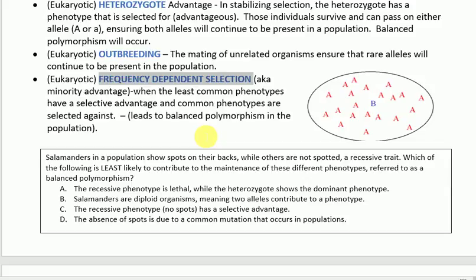So to end it, let's do one more question. Salamanders in a population show spots on their backs while others are not spotted, which is a recessive trait. Which of the following is least likely to contribute to the maintenance of these different phenotypes referred to as balanced polymorphism?